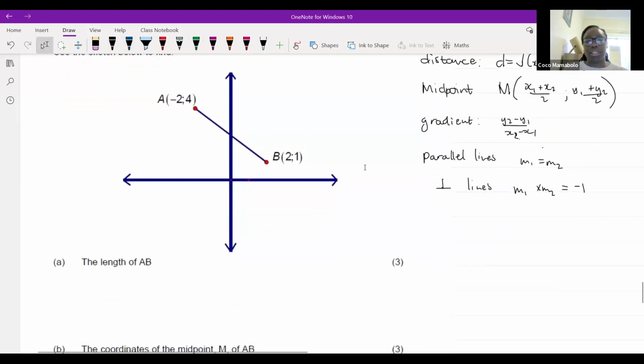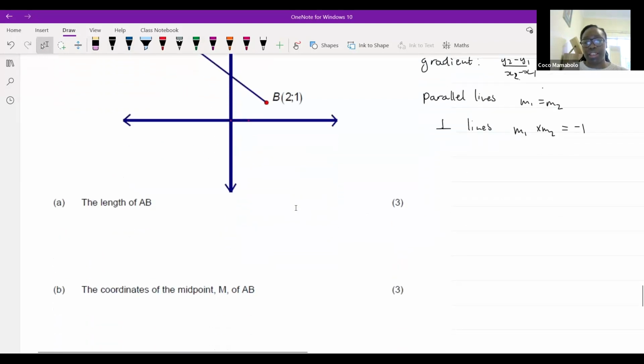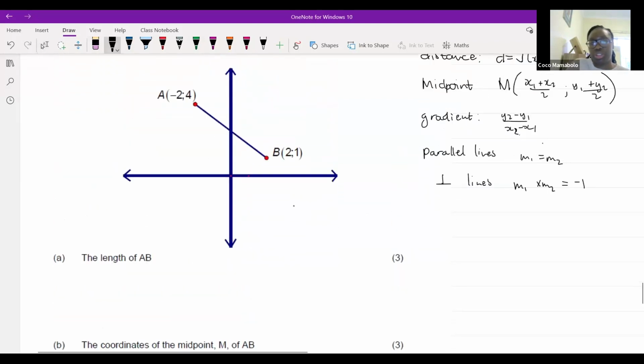Okay, so it says here, use the sketch below to find the length of AB. So we know we need to use the distance formula because they want the length. So we can say AB is equal to the square root of, okay, they don't require you to give them the formula itself. You can just go ahead and plug the numbers in. Okay, so you can decide which one you want as x1, which one you want as y1. So I'm going to choose x1, y1, and then x2, y2, right?